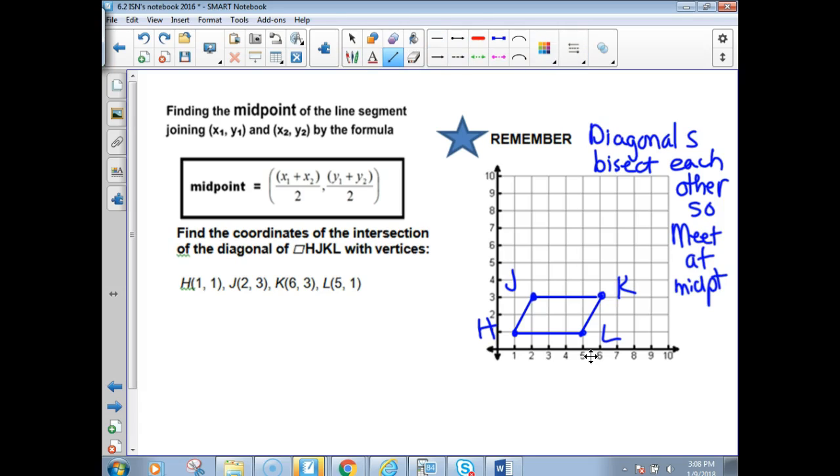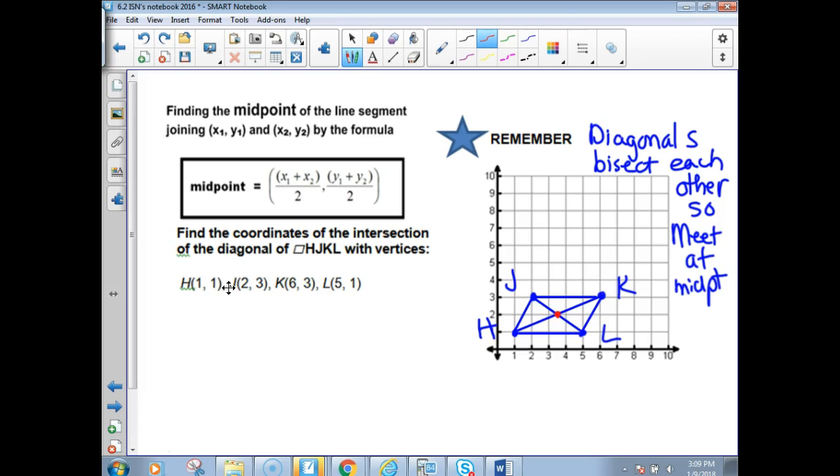And the whole point of this is, it says find the coordinates of the intersection of the diagonals of HJKL with the following vertices. Diagonals is what it should say. So we're going to try to figure out where these line segments meet. Now, if I were to estimate, it looks like it's going to happen at 3.5 or so, 2. See what I'm getting at? I'm looking for where this spot is.